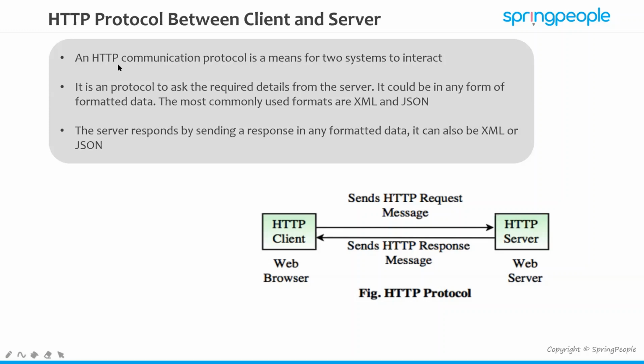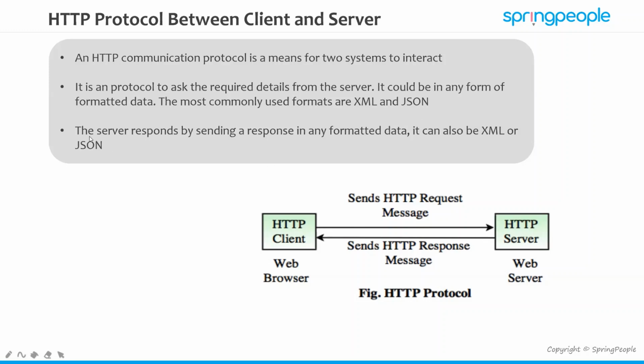So the HTTP protocol is meant for two systems to interact. Here the client and server are interacting through the HTTP protocol. It's a protocol to ask for the required details from the server. It could be any form of formatted data. The most commonly used formats are XML and JSON, as we discussed in the last lesson: for SOAP services we use XML, and for REST services we use JSON.